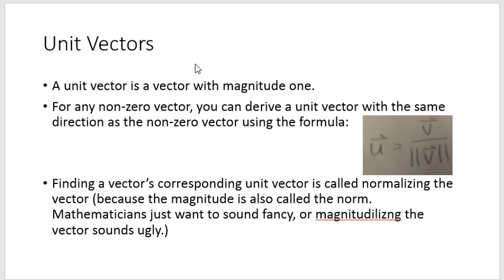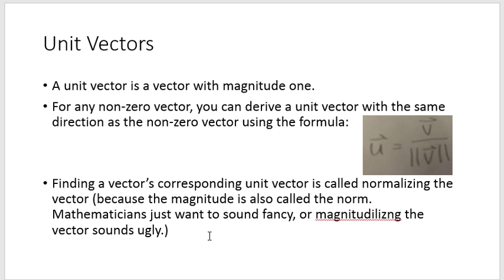Now you have unit vectors. And a unit vector is a vector of magnitude 1. For any non-zero vector, you can derive a unit vector with the same direction using this formula, which is vector u equals vector v divided by the magnitude of vector v, which makes sense because you're just trying to make the length 1, so you just divide by its length. That way it's 1. Makes sense.